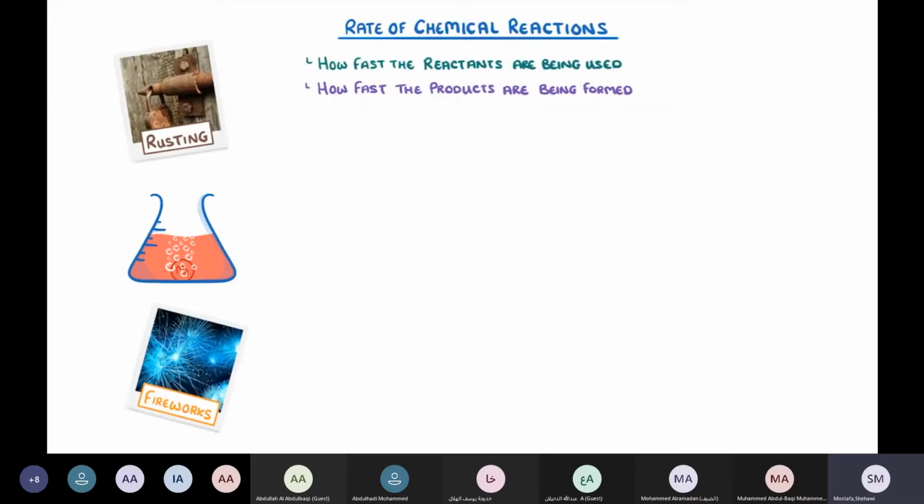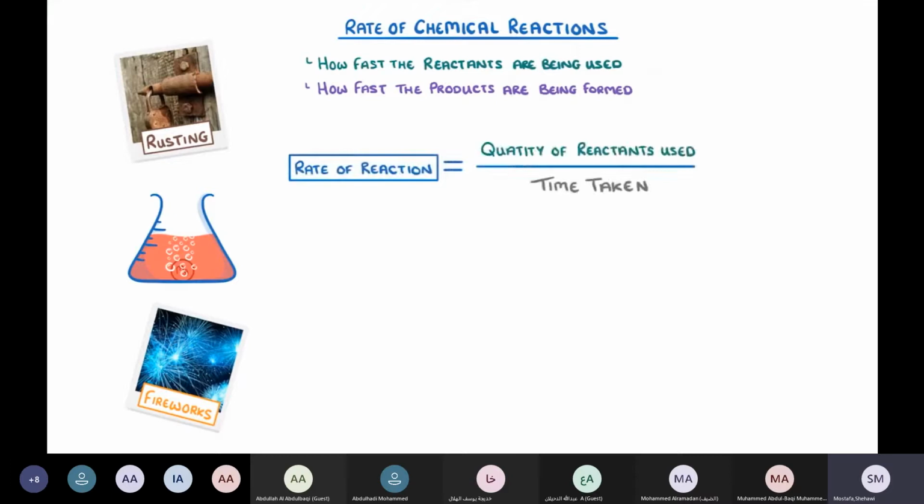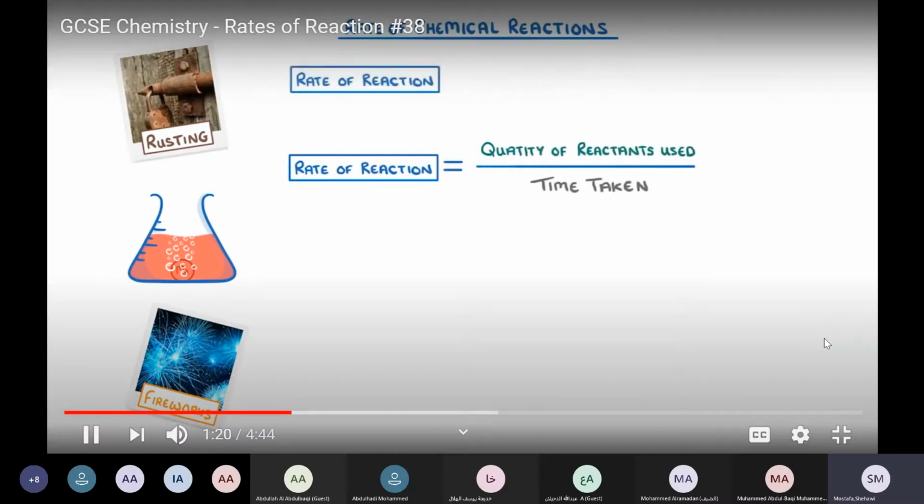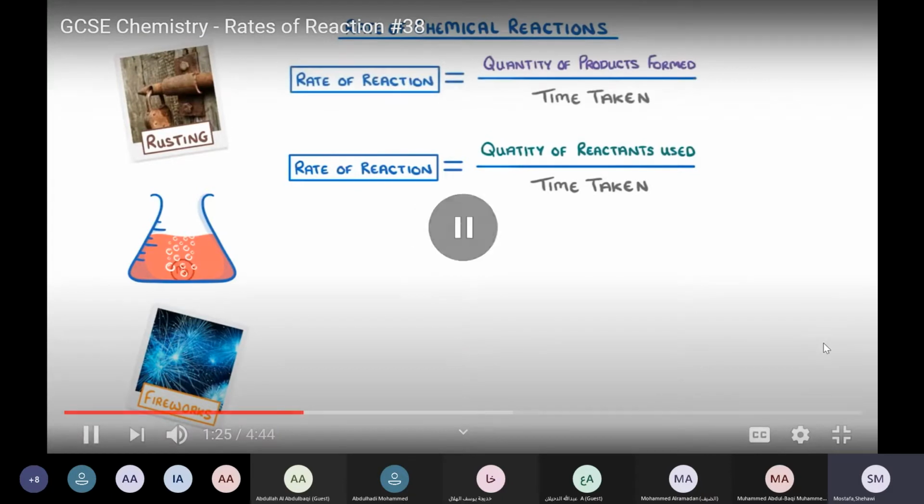So in the form of an equation, we have 2 options. Either we can say that the rate of reaction is equal to the quantity of reactants used over the time it took for that change to occur, or that the rate of reaction is equal to the quantity of products formed over time.